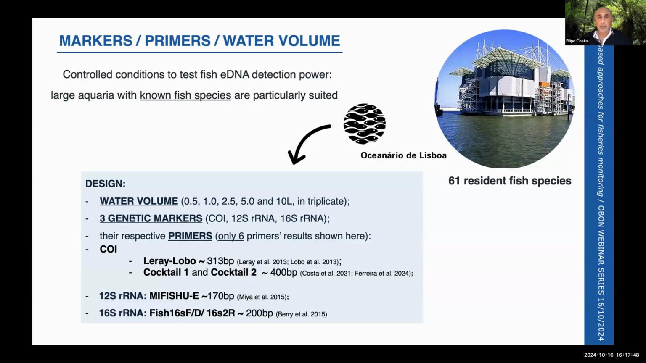triplicates, we employed 3 genetic markers, CO1, 12S, and 16S, and also their respective primers. We are showing here only 6 primers. We tested more, but these were the ones that functioned better. We show results for 3 different CO1 primers, 2 of them cocktails that have already been published, and also the MiFish 12S and the Berry Fish 16S primer.